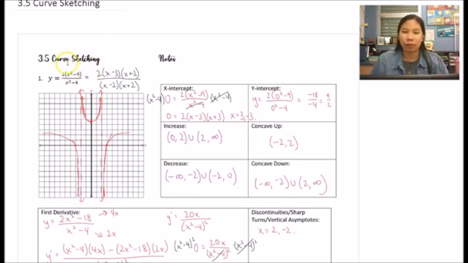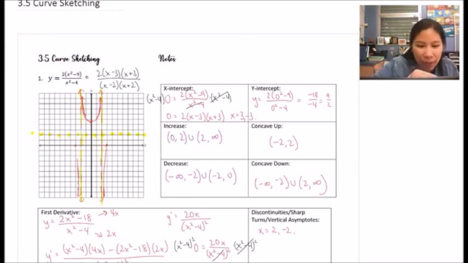Just as a reminder for the other cases, if your degree on top is smaller than the one on the bottom, then your horizontal asymptote is going to be at y equals 0. If the bottom degree is smaller, then you have no horizontal asymptote and you actually have a slant asymptote, which you can find by dividing using long division. Okay, so for this problem specifically, we're going to have that horizontal asymptote at y equals 2.